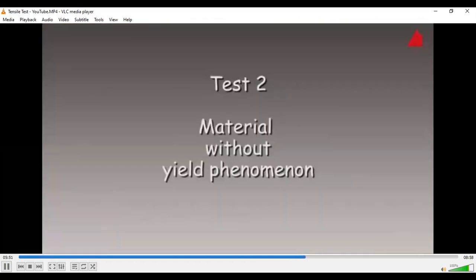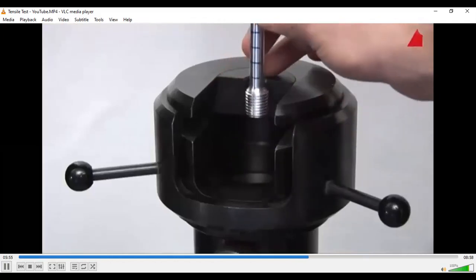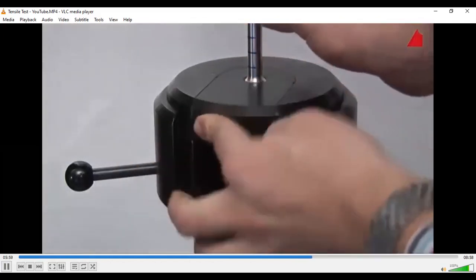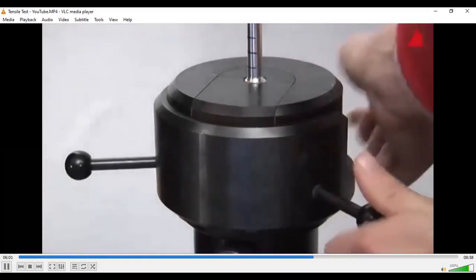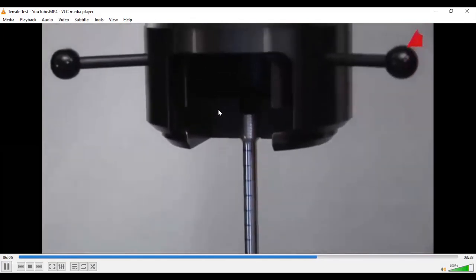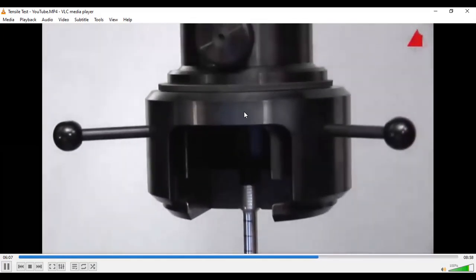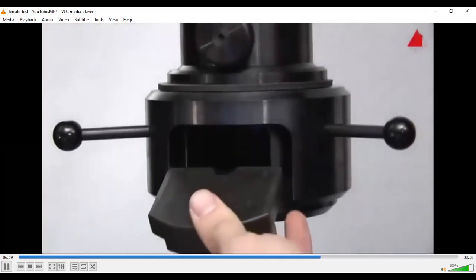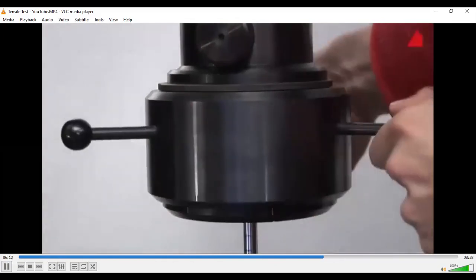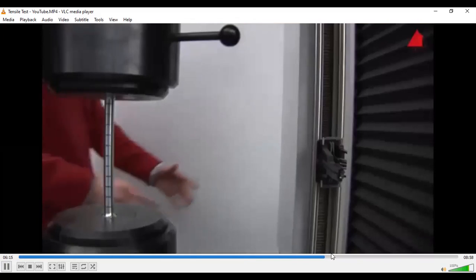In the second tensile test, a material without yield point phenomenon is to be tested. In this case, it is a precipitation-strengthened aluminium alloy. The test piece has exactly the same shape and dimensions as the specimen in the first test. It is cylindrical, with an original diameter of 10 millimeters and an original gauge length of 100 millimeters.